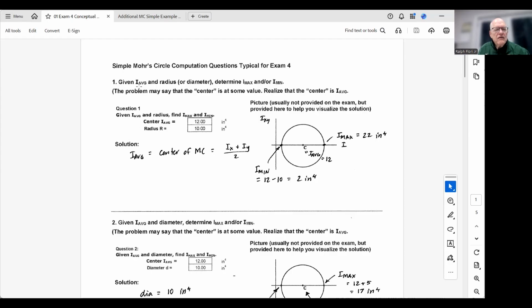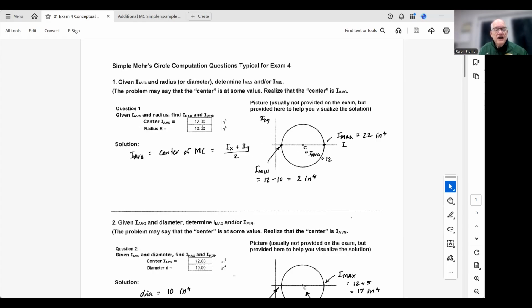For example, a problem might give you the I average and the radius, but it might say the center is at some value. If it says the center is at some value, then you go, aha, that's I average. And so that's the center of your circle. And then it might give you the radius, or it might give you the diameter. If it gives you the radius, then that's the radius of the circle. And you have I average plus and minus the radius gives you Imax and Imin. If it gives you the diameter, then realize you have to divide that by 2 to get the radius. And so if you have the center and the radius, then that gives you Imax and Imin.